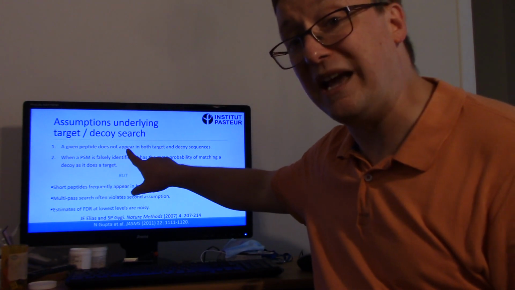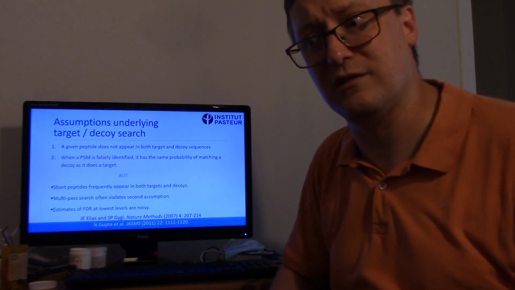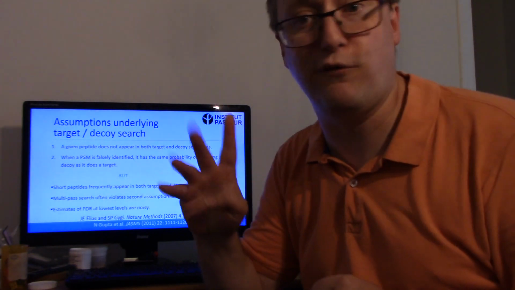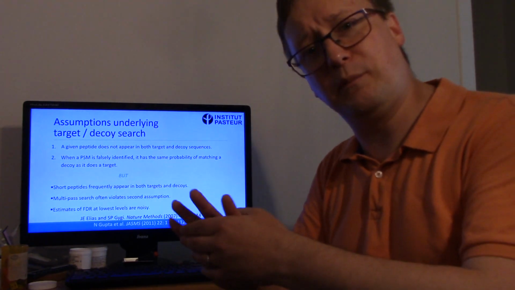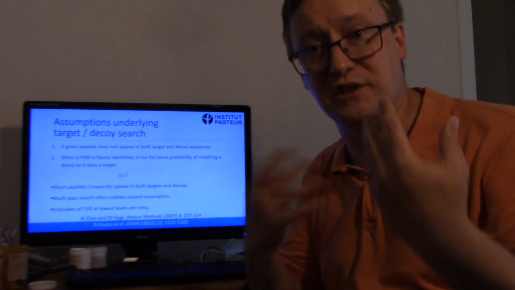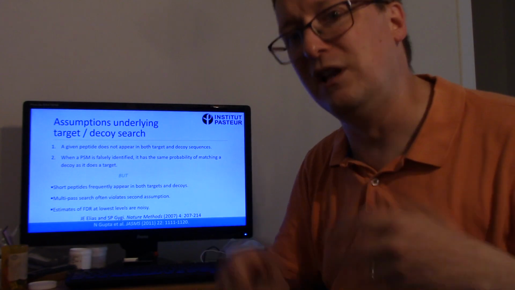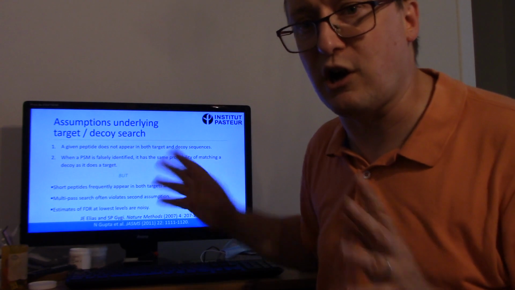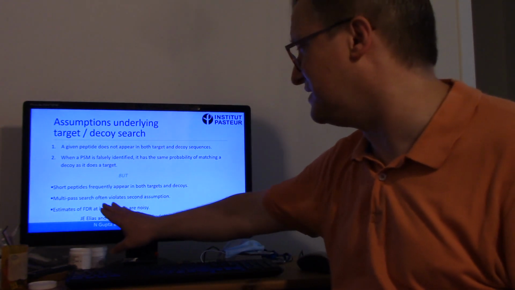But keep in mind that a given peptide could potentially appear in both target and decoy sequences. The most likely scenario for that is that you have a peptide of, say, 4 amino acids. A 4 amino acid peptide has a pretty good chance of appearing in both natural sequences and in either reversed or randomized sequences used as decoys. So we need to be careful that a very, very small number of peptides appear in both target and decoy sequences. So short peptides frequently appear in both targets and decoys.